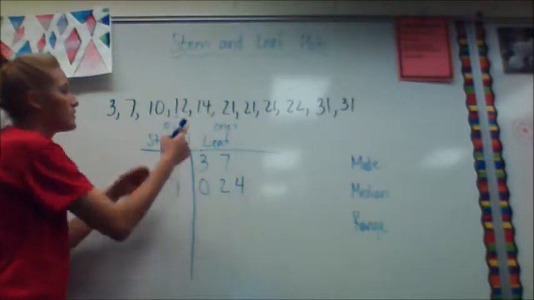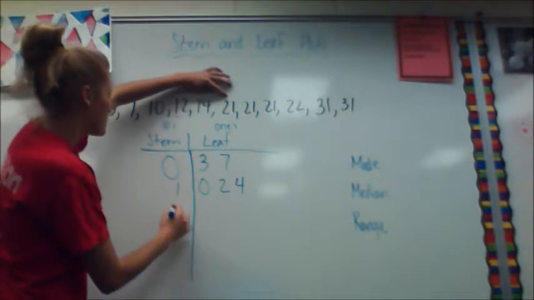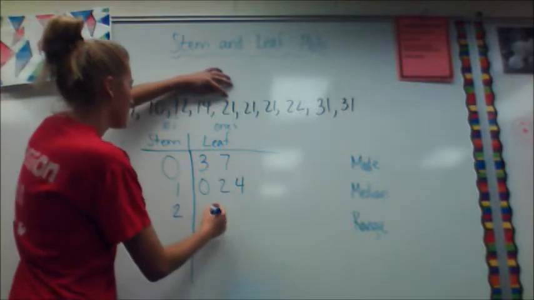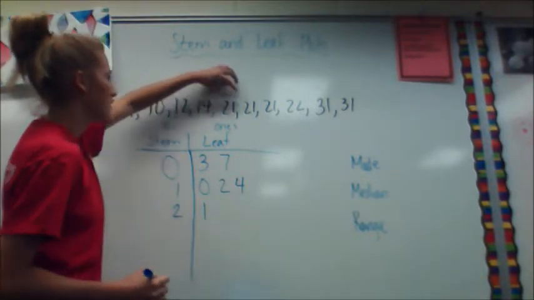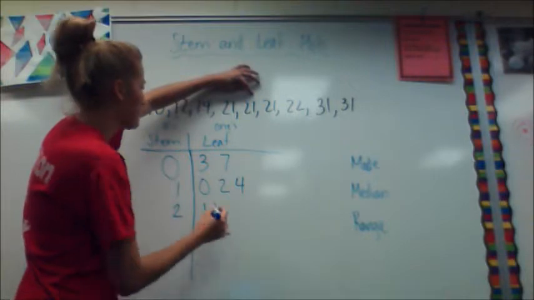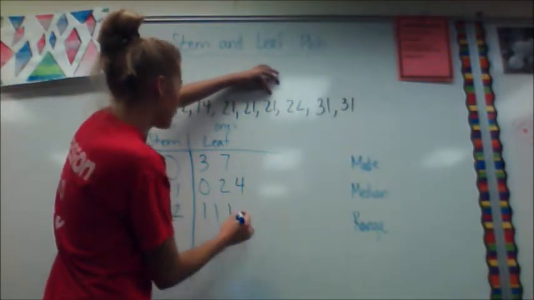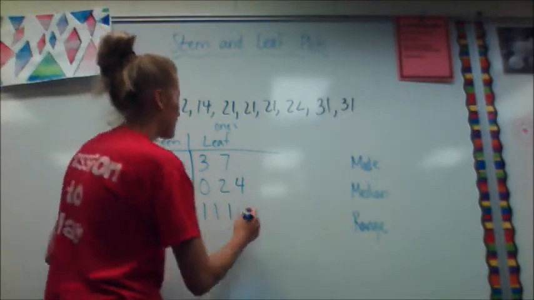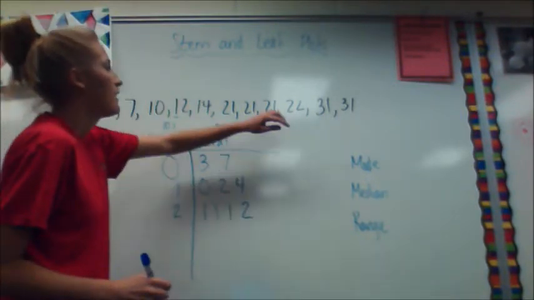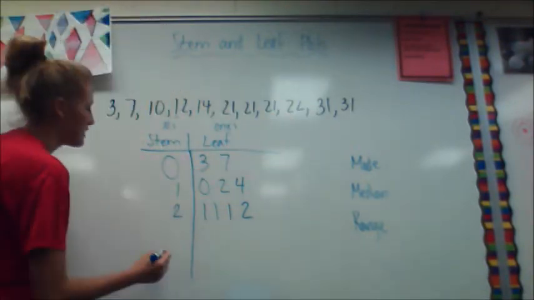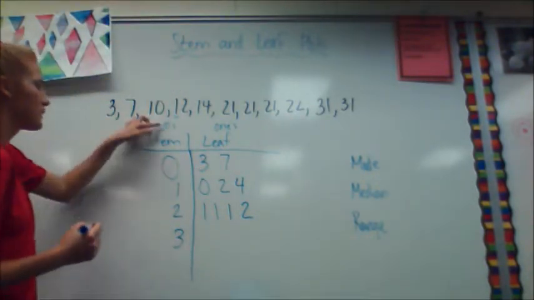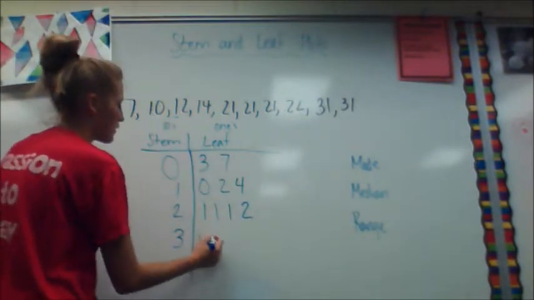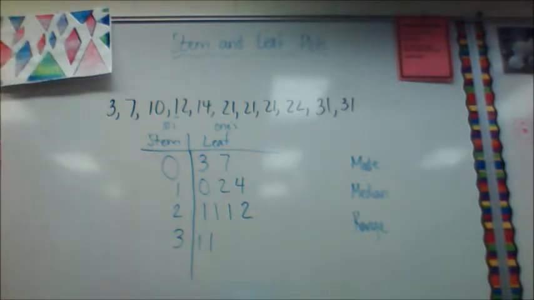All right, now we're down to 21, and there's a 2 in the tens place, so that needs to go on my stem, and a 1 in the ones place, so that's going to go over here. I have another 21, so I need another 1, and another 21, so I need another 1. And then I have a 22, I have a 2 in the tens place, and a 2 in the ones place. And then my next number is 31, so I need a new stem, because the 3 is in the tens place, and the 1 is in the ones place. And then I have another 31, so I need another 1. Okay, so now I've organized my data.